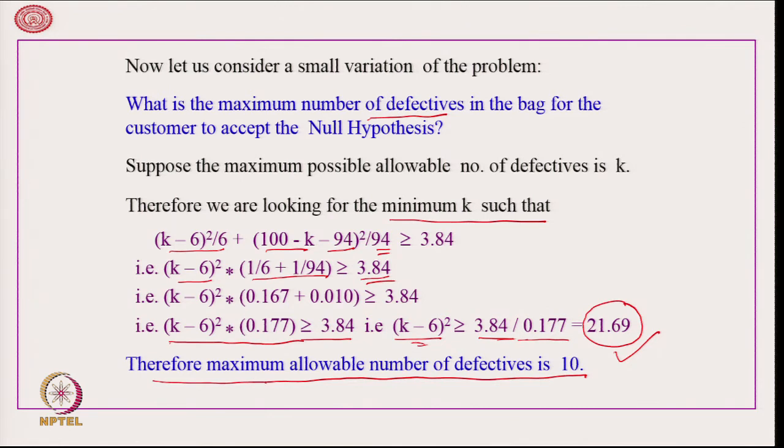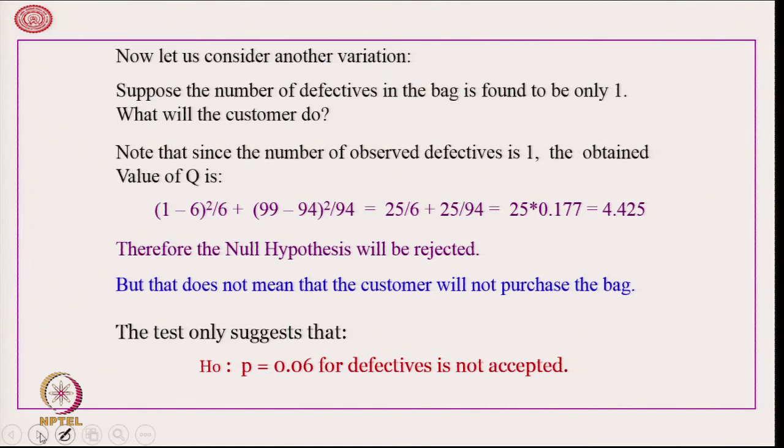Therefore, the maximum allowable number of defectives is 10. Now, let us consider another variation. Suppose the number of defectives in the bag is found to be only 1. The question is, what will the customer do?